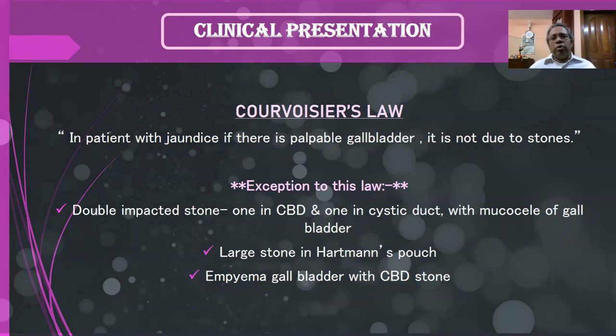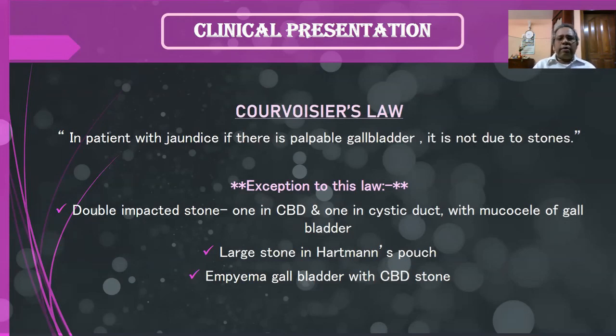But in case of stones, there is pain. In case of gallstones, there is chronic cholecystitis, and the gallbladder is shrunken. But that law is not maintained all the time. There is an exception to the law: if one stone is impacted at the neck of the gallbladder and another stone is impacted at the ampulla, so there is a double impaction. One impaction causes jaundice and one impaction causes stasis of bile in the gallbladder, causing distension and mucocele or empyema formation. So that makes the gallbladder palpable.